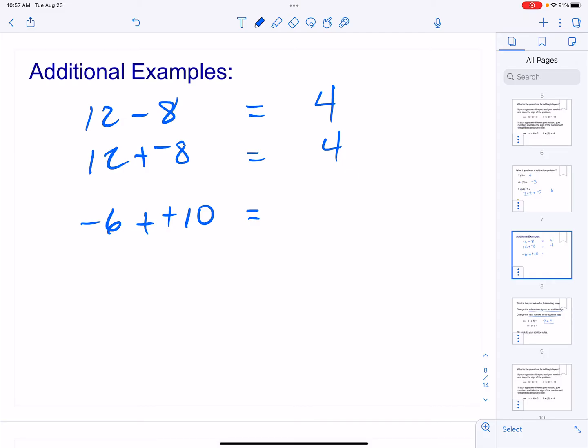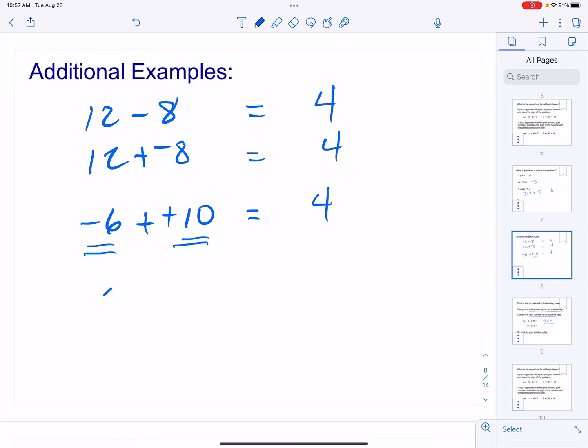addition rules. My signs are alike, or are they different? In this case, they're different because I got a negative here and I got a positive here. So I'm going to subtract my numbers. Now, which number am I going to put first in that subtraction? The 10, because it's got the greater absolute value. So I'm going to go 10, take away 6, which is going to give me a 4. Now, which one of those two numbers, the negative 6 or the positive 10, has the greater absolute value? Positive. So my answer is going to be a positive 4.